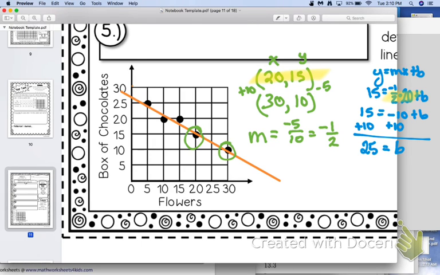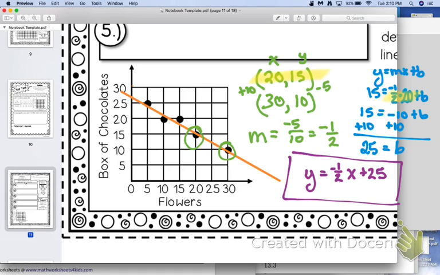Now my final step was to write my equation. Well, my equation of a line must have y and it must have x. And then m we replace with the number we found, which is negative 1/2. And then we add 25 because that's the b. That is the final answer.